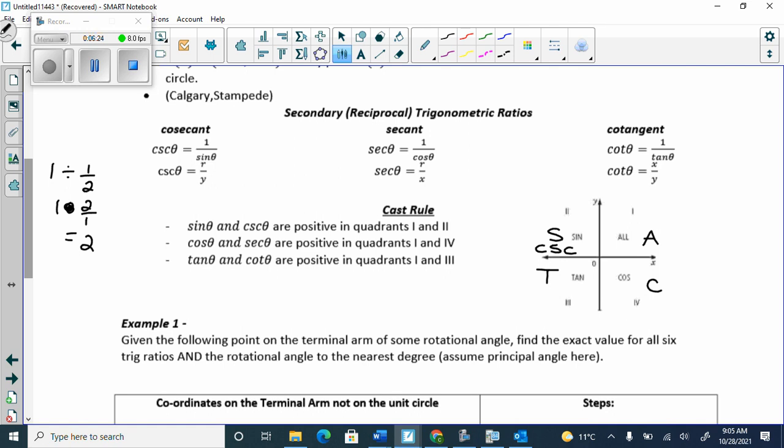If tan is positive here, what else is positive here? Cotan, because cotan is just tan flipped. So if tan is positive, cotan's going to be positive. It's just the flipped version of it. And cos? What's positive with cos? Secant. And then everything, everything's just positive there. Right? Okay.